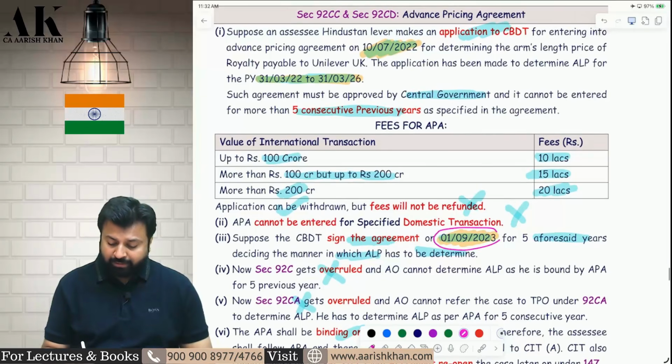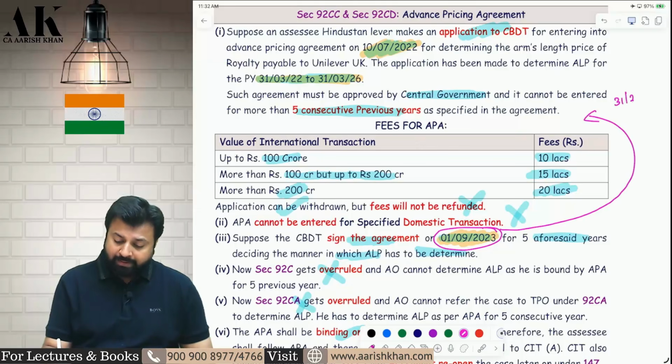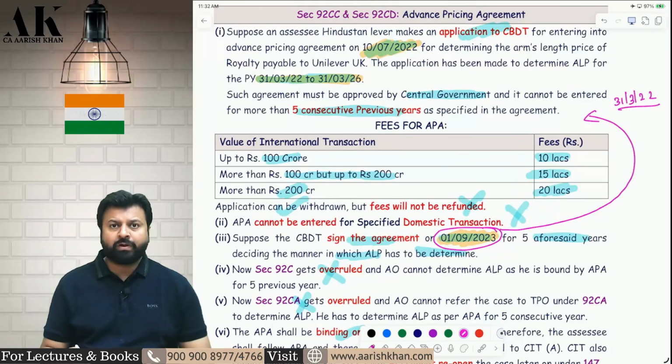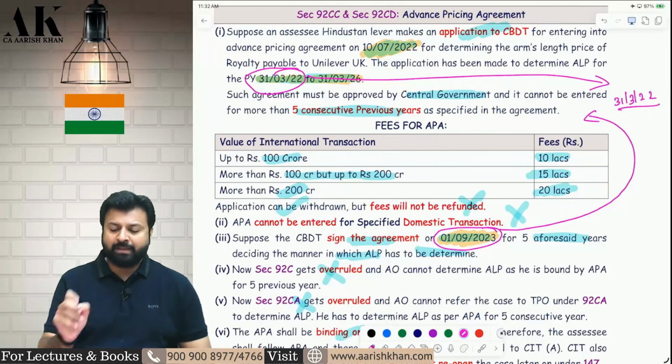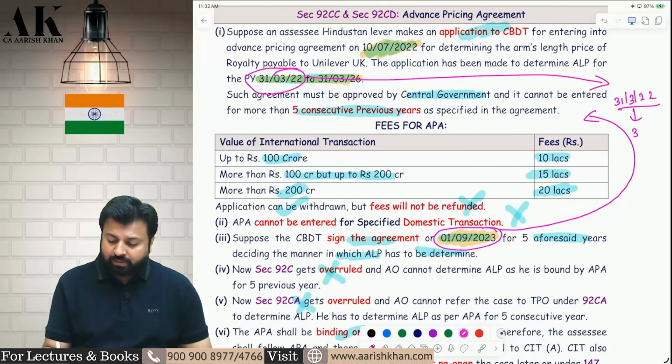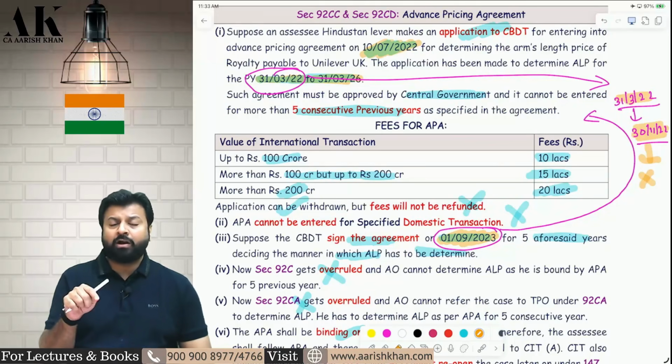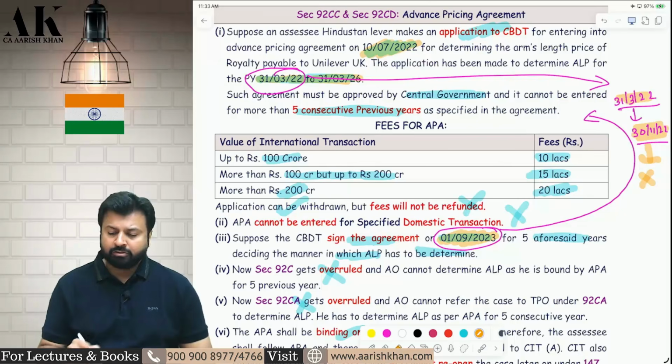Now, let me ask you one question. Check the dates. On this date, have you already filed the return for 31st March 2022? The answer is yes. 31st March 2022 is also covered in the agreement. But have you already filed the return as per APA or not as per APA? Not as per APA, because you have filed the return of this on 30th of November 2022. So when you filed the return on 30th November 2022, at that time the agreement was not signed. So you have filed the return as per what? Not as per APA. So now what should I do?